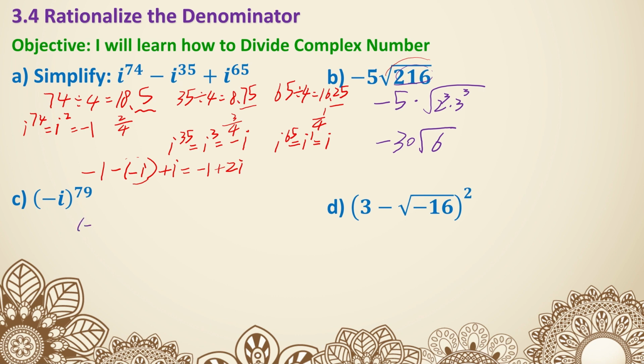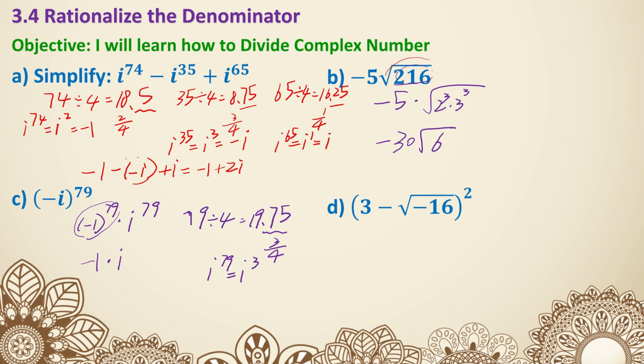Next, first it's negative to the 79th power, and then it's i to the 79th power. That is going to be -1 times i to the 79th. So 79 divided by 4 is 19.75. 0.75 is 3/4, so it's the same as i to the 3rd power. So I'm just going to multiply by i to the 3rd power, which is -1 times -i, which is just going to be an i. That is C.